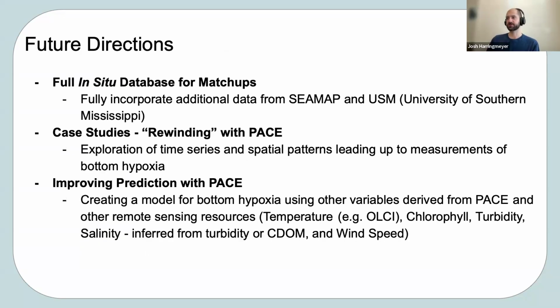So some of our future directions would be to incorporate additional data sets in the Gulf. There are other data available from CMAP and the University of Southern Mississippi for 2025. Again, we could do a time series analysis rewinding with PACE to look at how conditions changed over time and how that was related to hypoxia. And then we could also try to retrieve biogeochemical parameters from PACE and other satellites. So there's reasonable predictive power if you use temperature, chlorophyll, turbidity, and salinity, which could be inferred from other parameters, and wind speed, all of which you could get remotely and map across the Gulf.